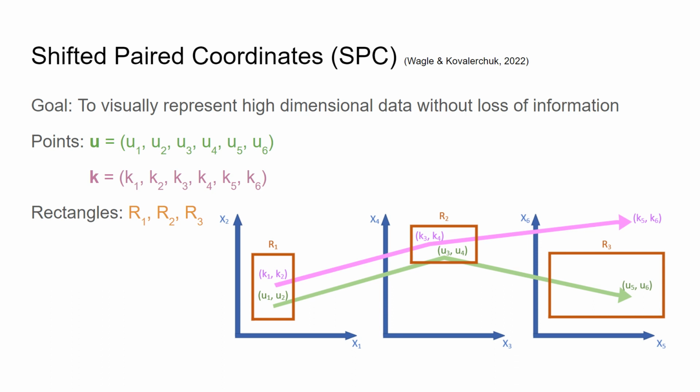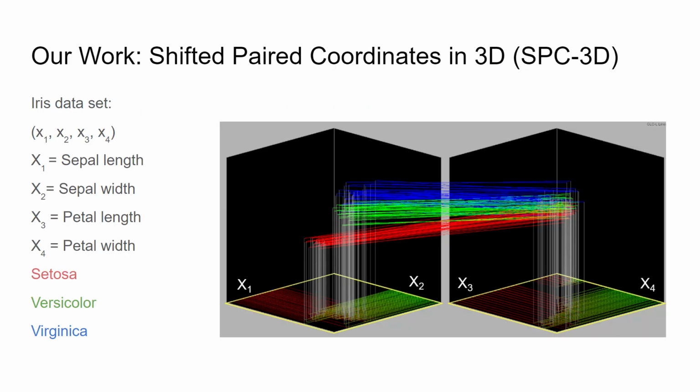Now if we look at the point K, another 6-dimensional point, we can see that K1, K2 is inside the first rectangle, K3, K4 is inside the second rectangle, but K5 and K6 are outside of the third rectangle, meaning that K is not part of the rule made by these 3 rectangles.